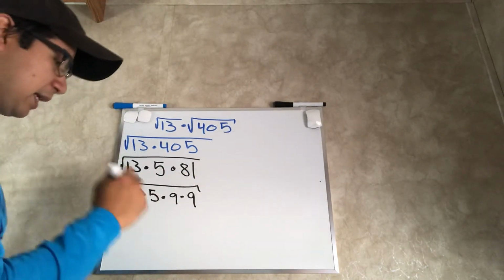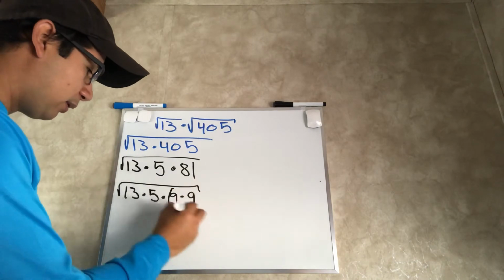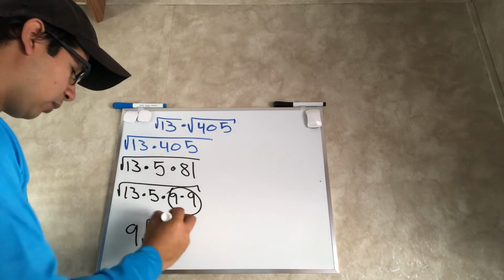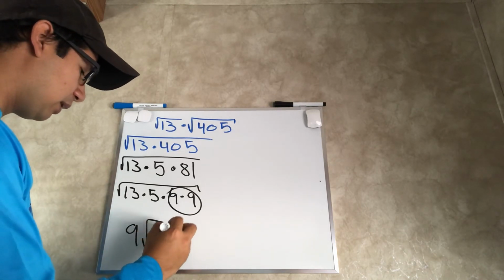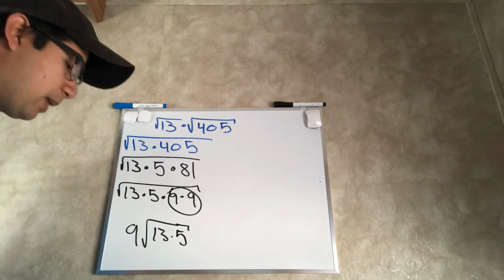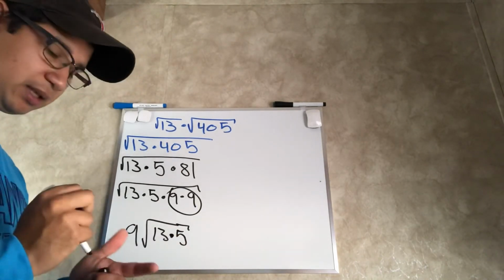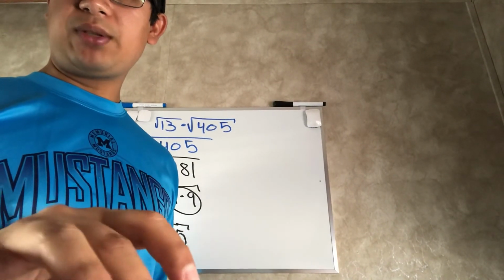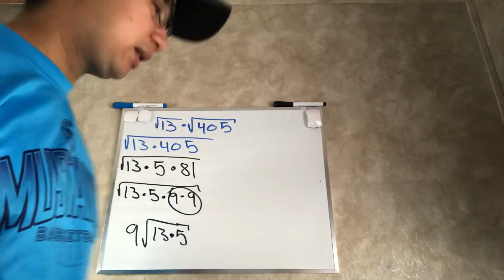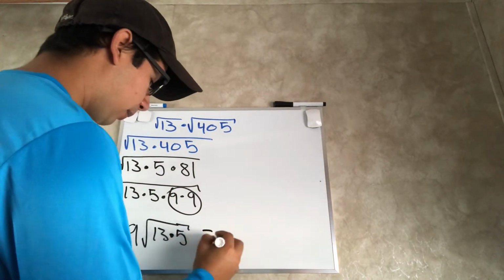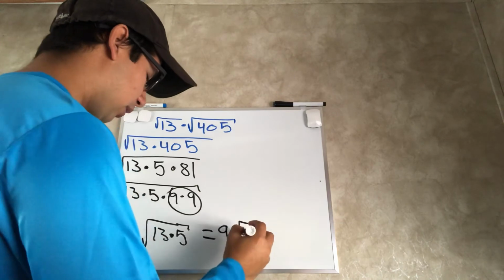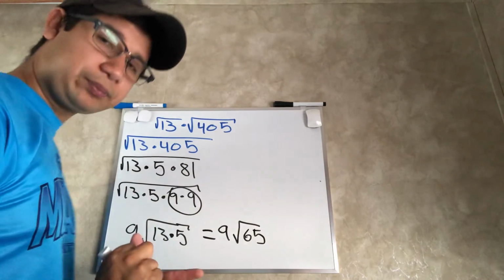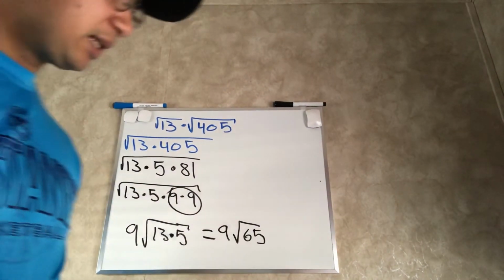Okay, so here we're going to take out a pair. So we're going to take out this pair here, pair of 9. So that pair of 9 is going to go outside. What stays inside? The 13 and the 5. Now you're going to have to multiply those out. What's 13 times 5? Well, 13 times 5 is 65. So my answer would be 9 times the square root of 65. And that's how you do your IXL, guys.